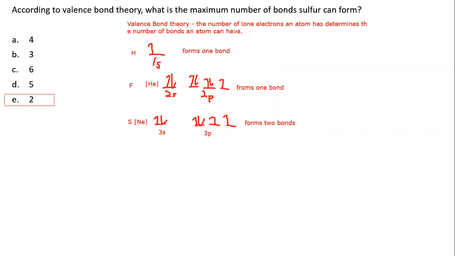And so that's where hybrid orbitals, or hybrid theory, help explain why sulfur can have 4, 5, 6 bonds. Carbon can have 2, 3, 4 bonds, etc. So valence bond theory fails for anything other than hydrogen or halogens. And that's why we introduce hybrid orbitals to explain why sulfur can have so many varieties of bonds. So the correct answer here is 2. According to the valence bond model, sulfur can only form 2 bonds.